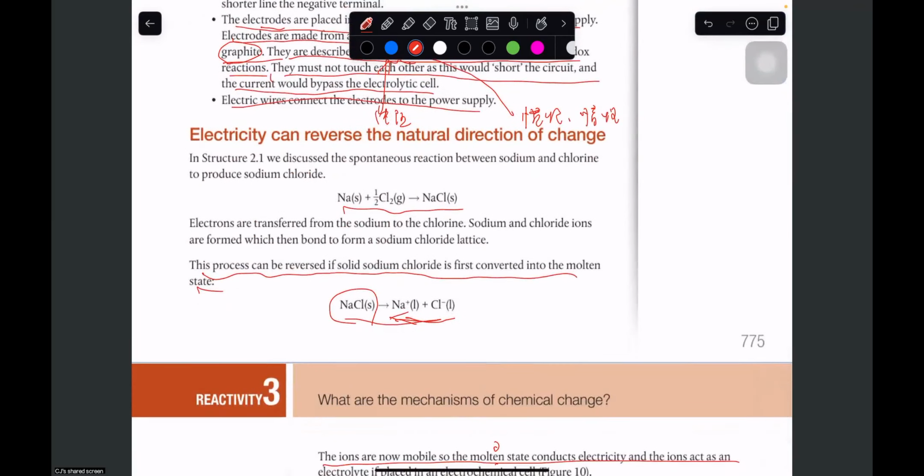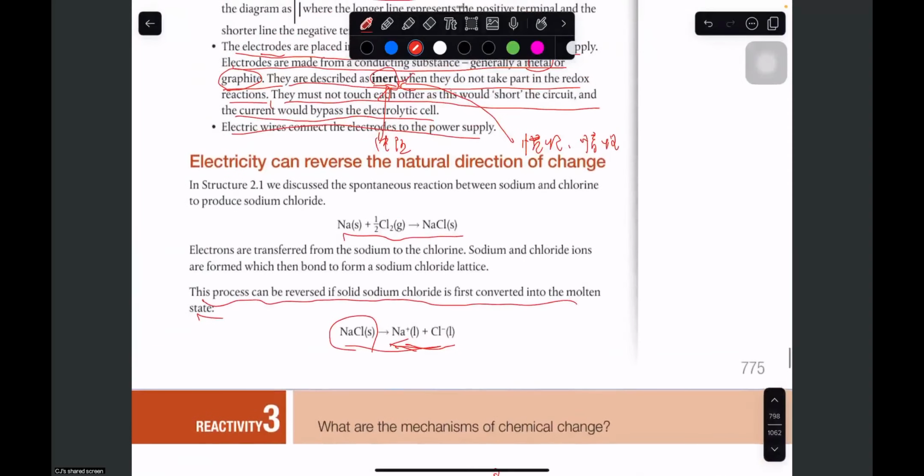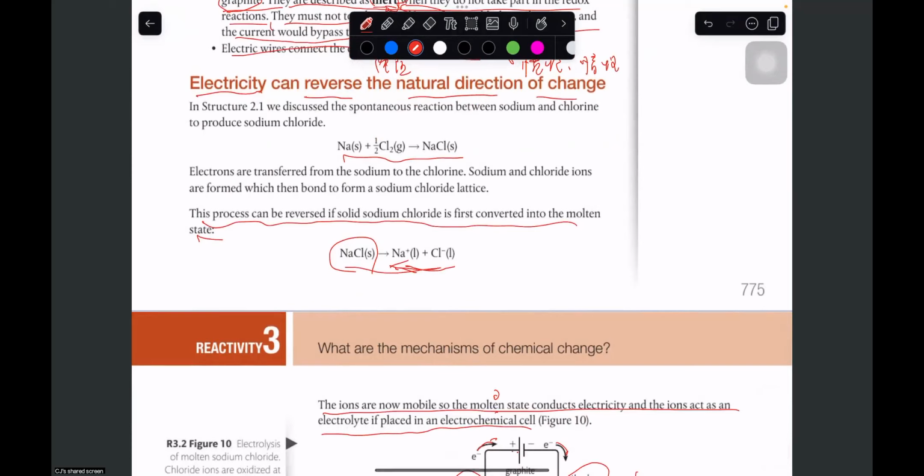Okay, we can have an example. Actually, the electricity we use is to reverse the direction of change. In the forward direction, sodium can react with chlorine to produce this compound. And in the electrolytic cell, we reverse this reaction with the help of electricity.